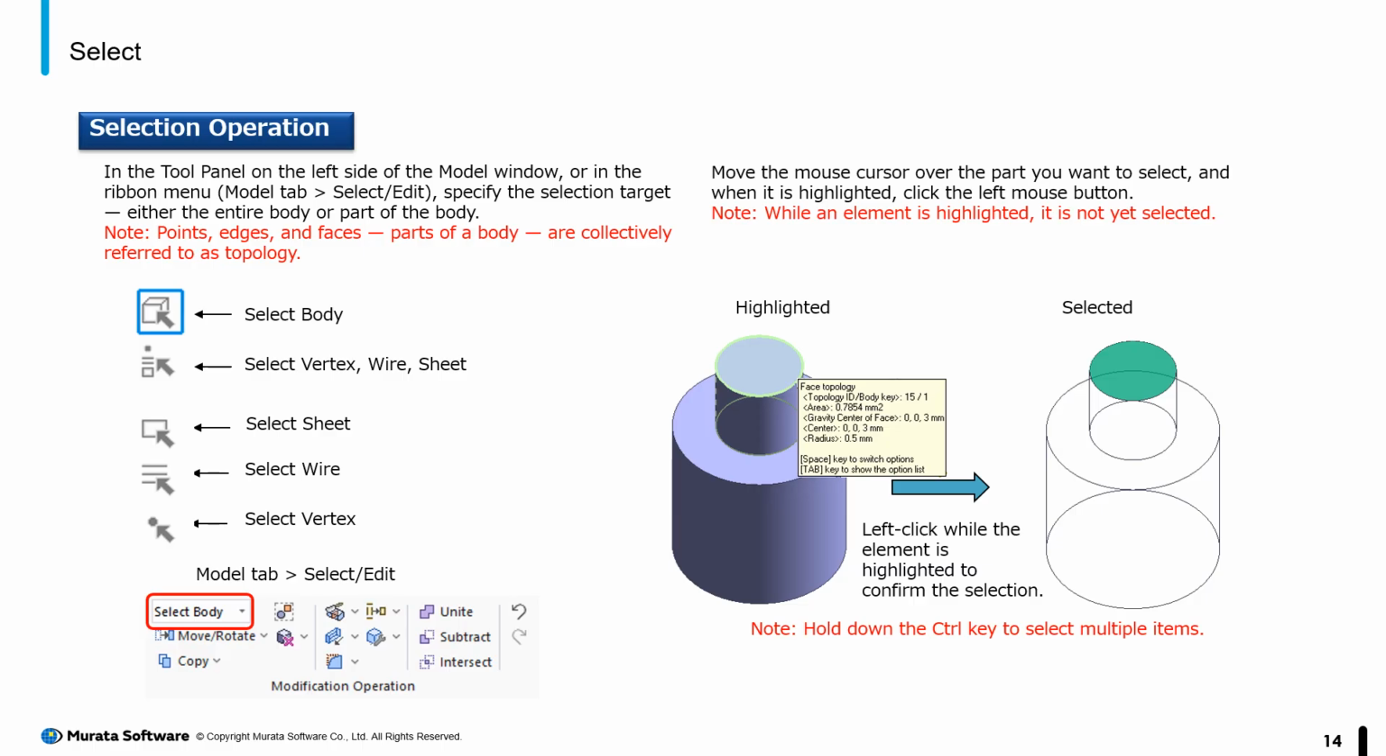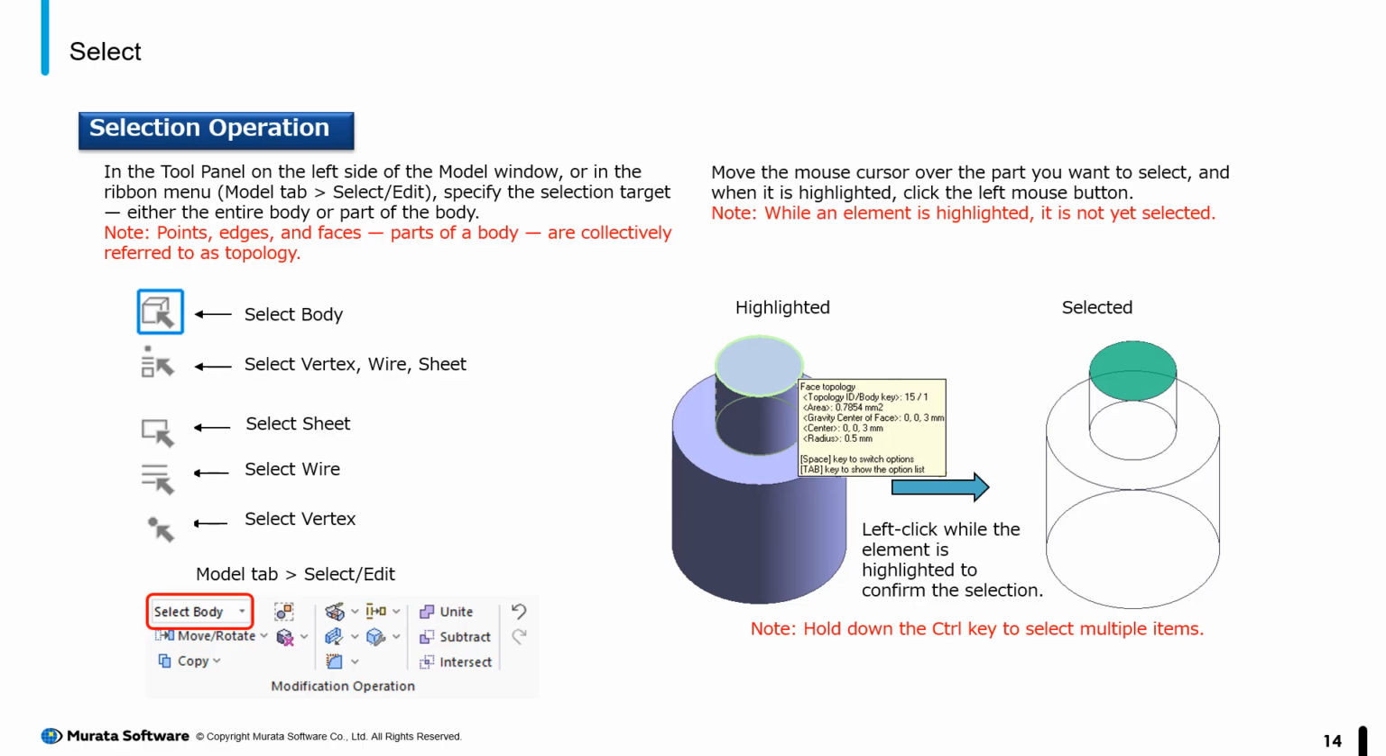You can change the select mode from either the tool panel or the drop-down menu in the ribbon menu's modification operation group. First, let me explain the difference between highlighted and selected states. The diagram on the right side of the slide shows the face has been selected. Please note how the display differs between these 2 states.